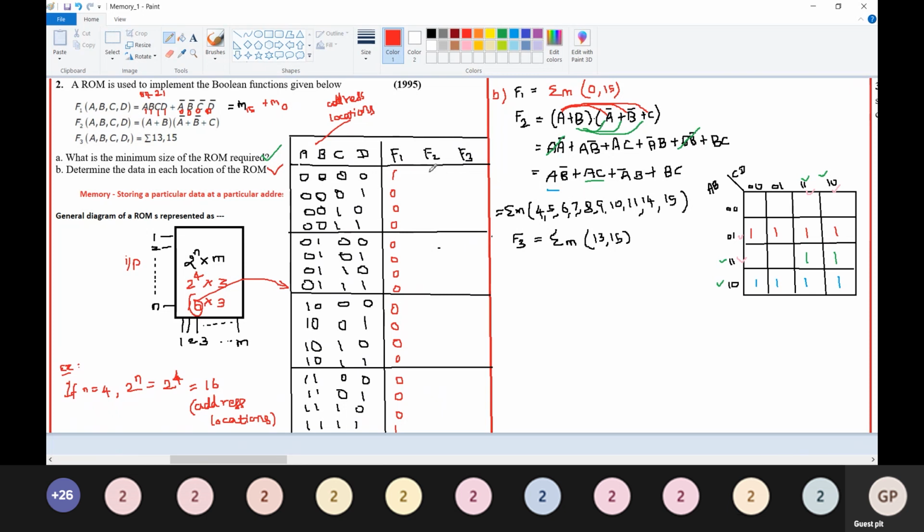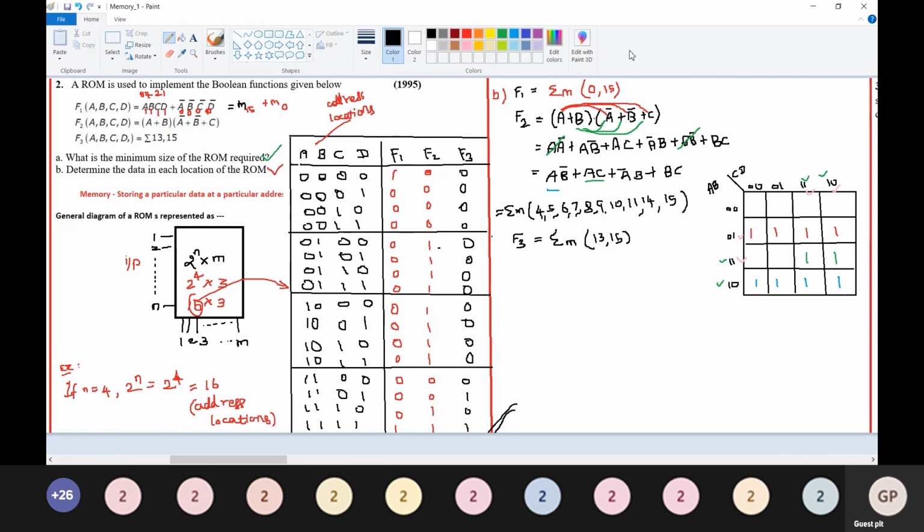For F2, 0, 1, 2, 4, 5, 6, 7, 8, 9, 10, 11, 12, 13 is not there, and 14, 15. Finally, for F3, 13 and 15. So this is your final answer. These are the data which will be present.